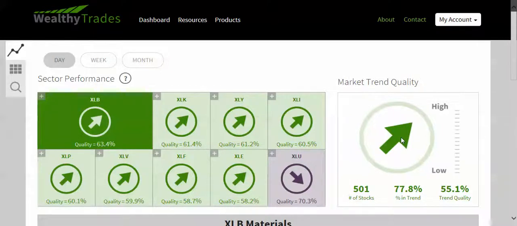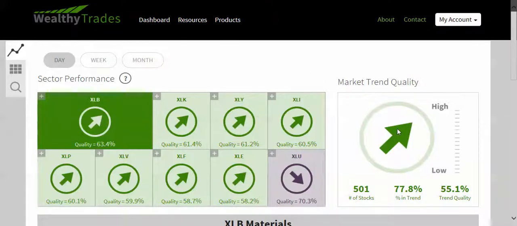How do I put the odds in my favor, which is step number 2? This is how we do that at WealthyTrades.com. There's 9 sectors, and the 9 sectors are drilled into by the sector spiders, all right? The XLB, the XLK, the XLY. Those 9 sectors are the energy sectors, financials, industrials, materials, technologies, consumer staples, utilities, healthcare, and consumer discretionary. There's 9 sectors, and that's why you'll see 9 boxes here.